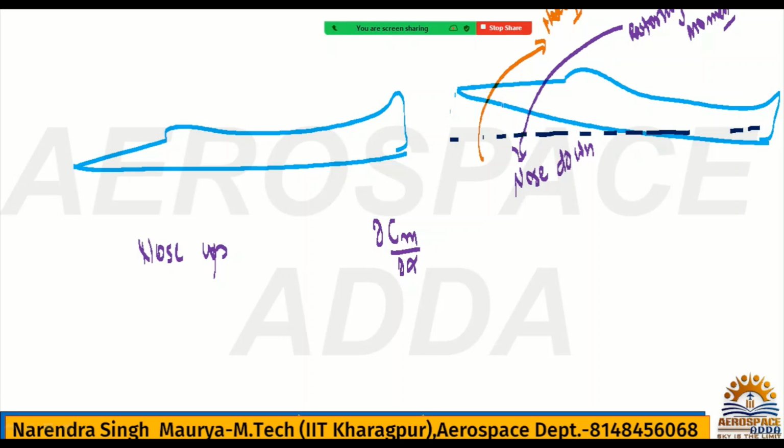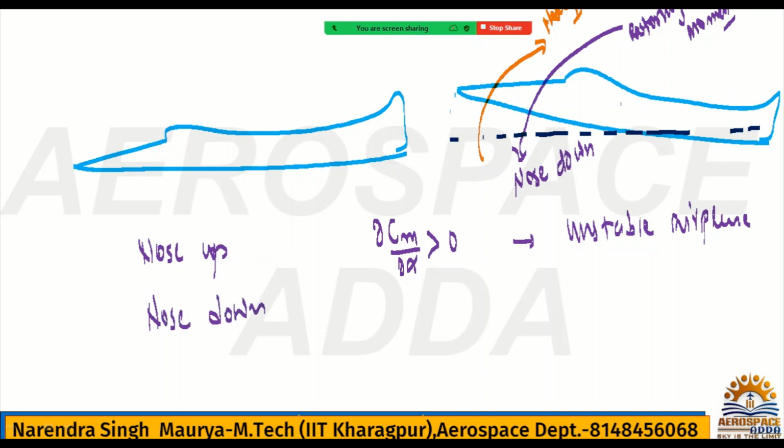So at that time this value, ∂Cm/∂α, because it is going to destabilize the airplane, it gives a negative effect to the stability. Okay, so ∂Cm/∂α positive, meaning ∂Cm/∂α greater than 0, it will explain the unstable airplane.